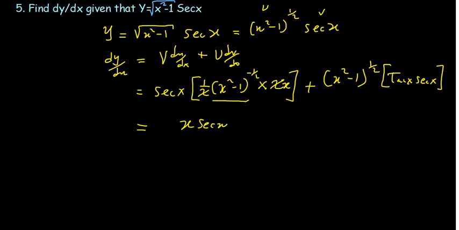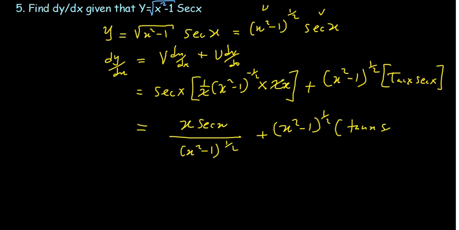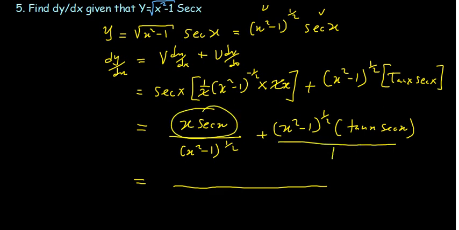Now this one has a negative power, so we can take it down. So over x squared minus 1 to the power 1 over 2, and then plus, I can also write here now, that is x squared minus 1 to the power 1 over 2 and then tan x sec x. So what are we getting here? We can make this as a single fraction. So this is over 1. I'll multiply this with what is down here. That is going to give us x sec x, and then multiply this with this one.